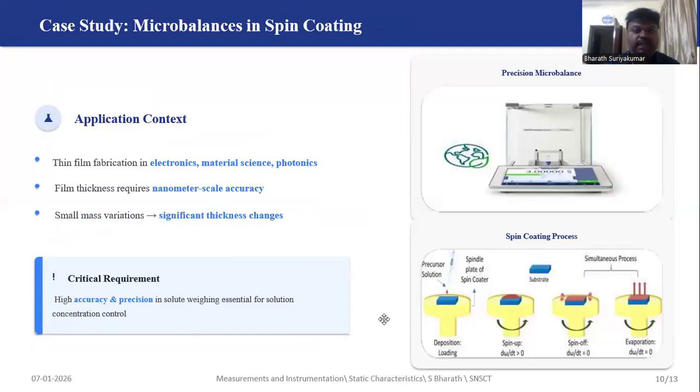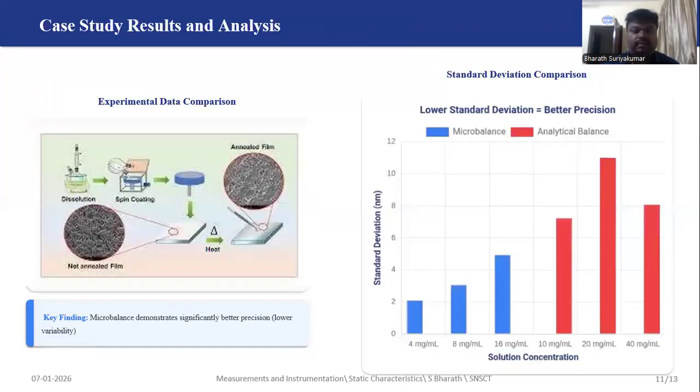What are the various applications? Thin film fabrication in electronic materials. Film thickness requires nanometer-scale accuracy. Small mass variations can also give us different problems. In the experimental data comparison here, the microbalance demonstrates significantly better precision for the lower variable. The various system standard comparisons are also given here.